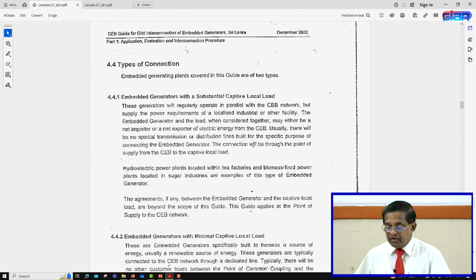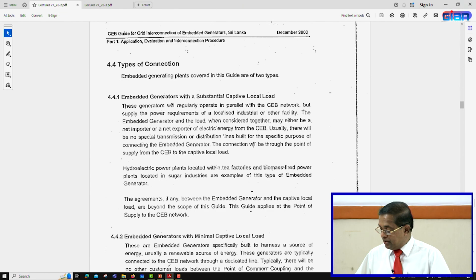These generators will regularly operate in parallel with the CEB network, but supply the power requirement of a localized industrial or other facility. The embedded generator and the load, when considered together, may either be a net importer or net exporter of electrical energy from CEB. Usually, there will be no special transmission or distribution lines built for the specific purpose of connecting the embedded generator. The connection will be through the point of supply from the CEB to the captive local load.